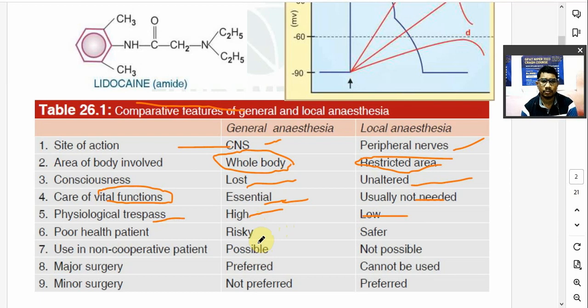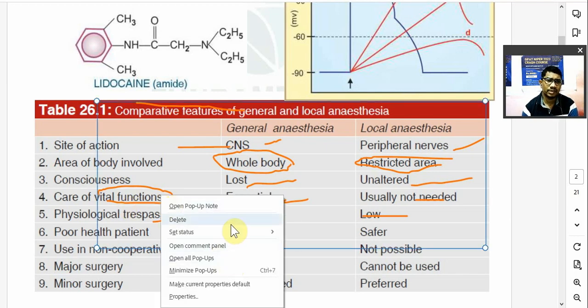If the health of the patient is poor, say for example his liver is not working, his kidney is not working, so kidney failure is there, liver failure is there. Such kinds of patients are not easy to handle for an anesthesiologist. If you want to induce general anesthesia in those kinds of patients, it is very risky.